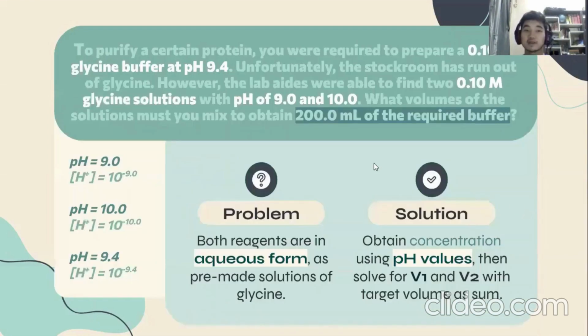Another problem is to purify a certain protein, where we need to prepare a 0.1 molar glycine buffer at pH 9.4. However, only 0.1 molar glycine solutions of pH 9 and pH 10 are present. What volumes of the solutions do we need to mix to obtain 200 ml of the required buffer solution? The problem for this one is that both reagents are in aqueous form, as they are pre-made solutions of glycine. And so the solution is to obtain the concentration using pH values, and then solve for volumes 1 and 2 using the final volume as the sum.